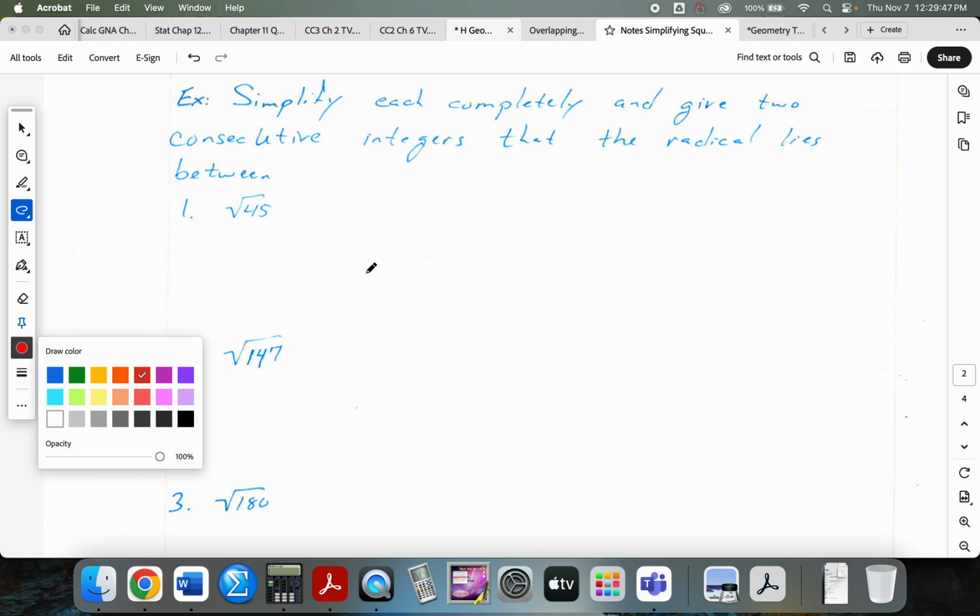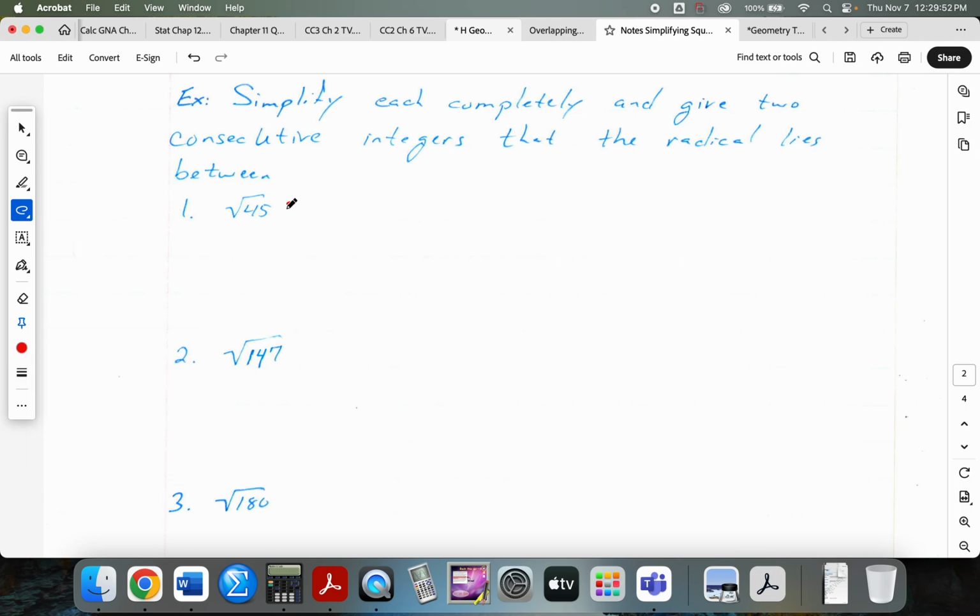Now, personally, I do perfect square factorization as often as possible. So like here, what's a perfect square that'll divide evenly into 45? 9. And although I don't always take the time to write it, that's the square root of 9 times the square root of 5, and the square root of 9 is 3.